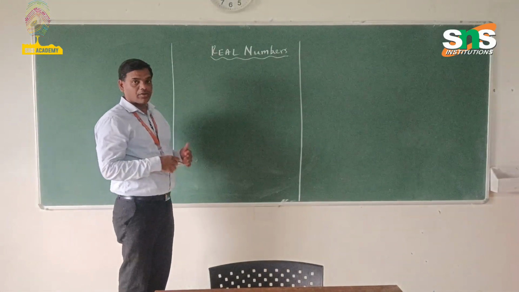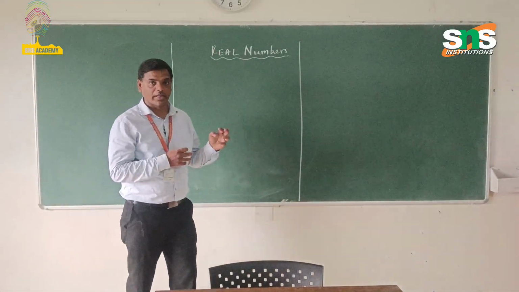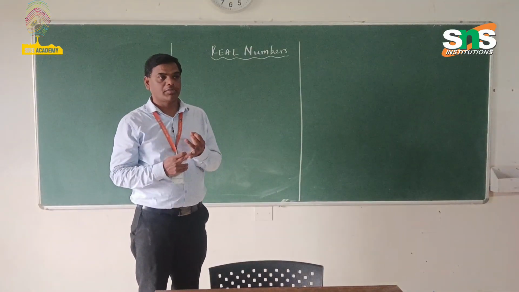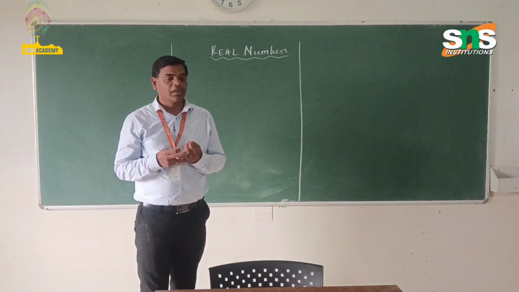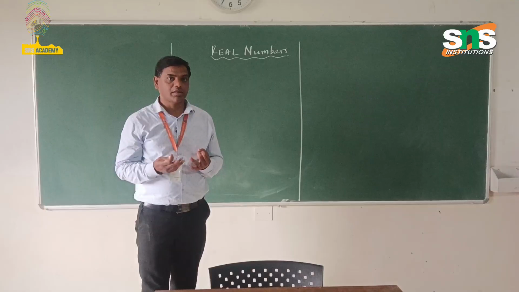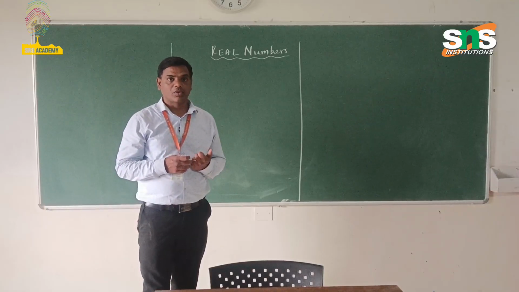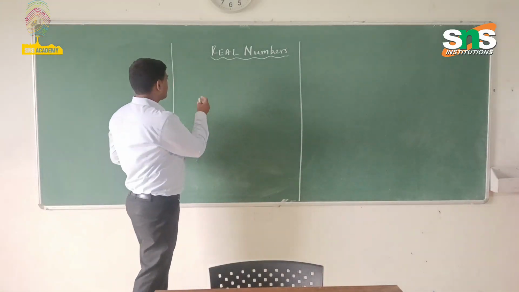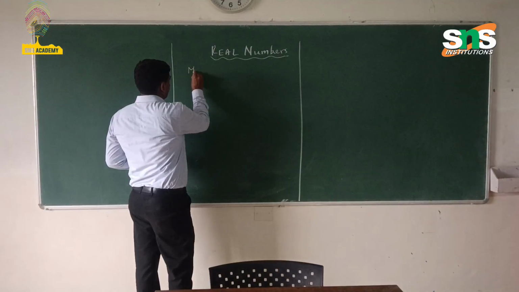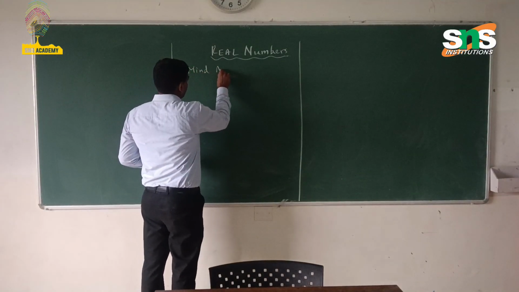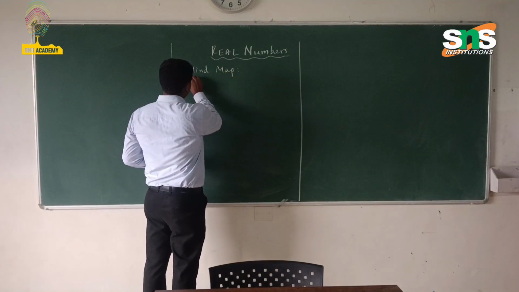So here, what we are going to discuss: we have already studied real numbers, what is meant by a rational number and what is meant by an irrational number. The combination of rational numbers and irrational numbers is called real numbers. Okay. So here the basic terms, that means the mind map, we are going to see here.